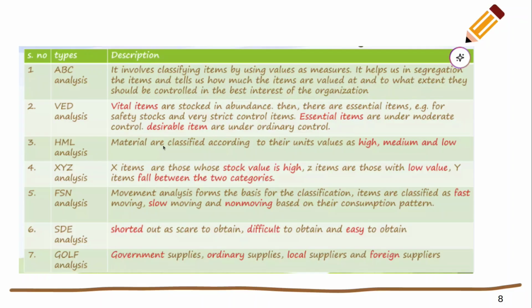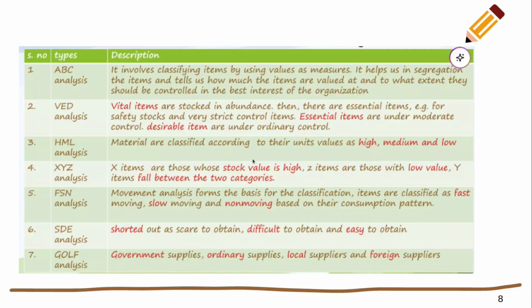HML analysis. Materials are classified according to their unit values as high, medium and low, maybe according to their demand or according to the cost also. High cost, keep under lock and key. Medium cost, keep under eye vision.